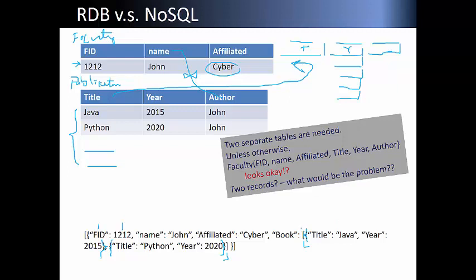If you know the concept, an array is nothing but a list in Python. So the first element in the list, or the first element in an array, is the first book here, Java. The second element, which is the second curly brace with title and year pairs, is the second book here. It could be multiple, it could be nothing, right? There are many different ways.